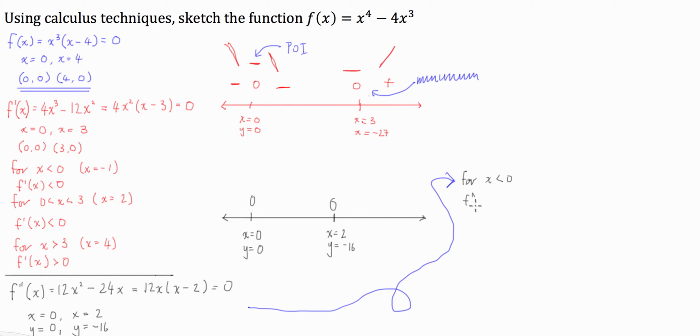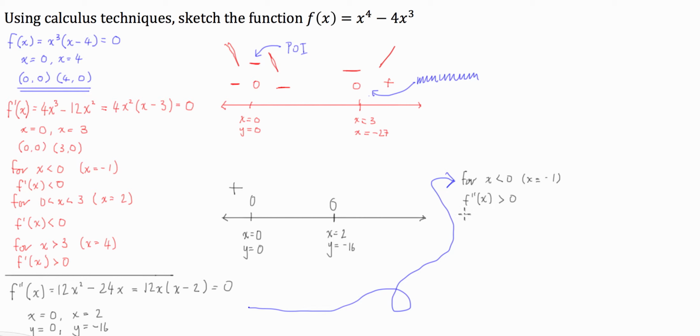F double prime of x is going to be, so we put x less than 0, so why don't we just make x equals negative 1 again? And we'll put that into our second derivative function. So negative 1 squared is 1, 12 times 1 is 12, minus 24 times negative 1, so it's plus 24, so we have 12 plus 24 is 36, so this is going to be greater than 0, so we can put a plus here.